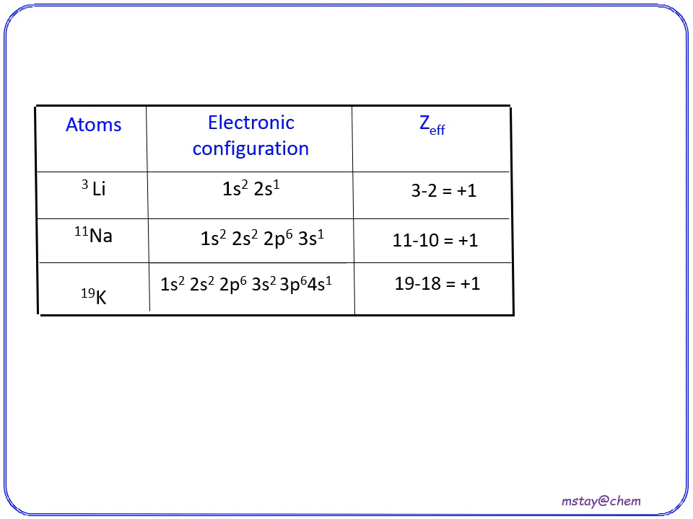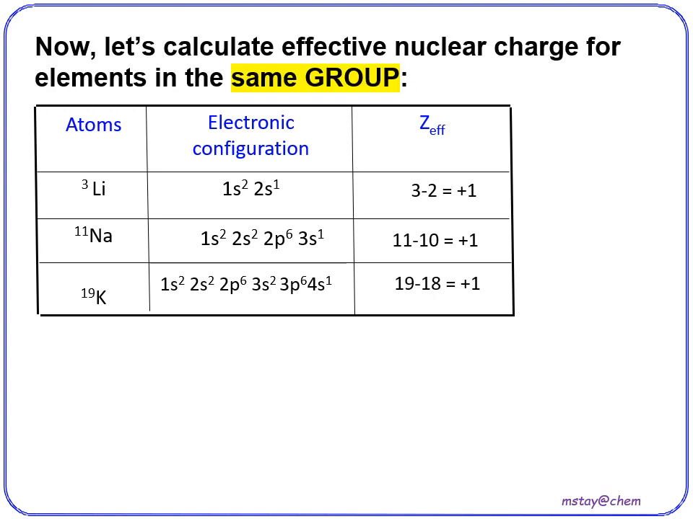In the previous video, we discussed the atomic radius across the period. Now we're going to continue by discussing the trend of the atomic radius when going down the group. Can we still use the effective nuclear charge to do the explanation? So let's calculate the effective nuclear charge for the elements in the same group.